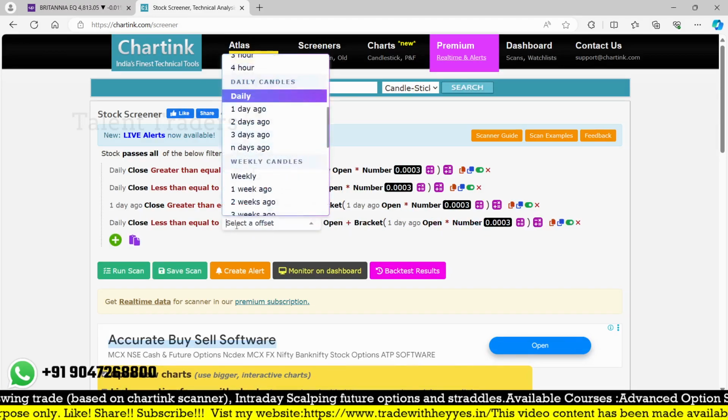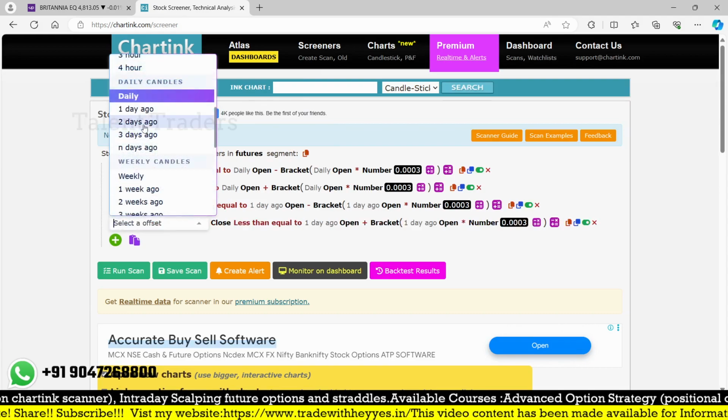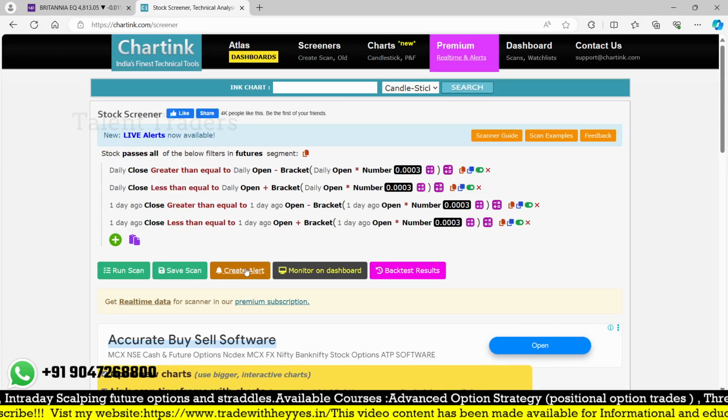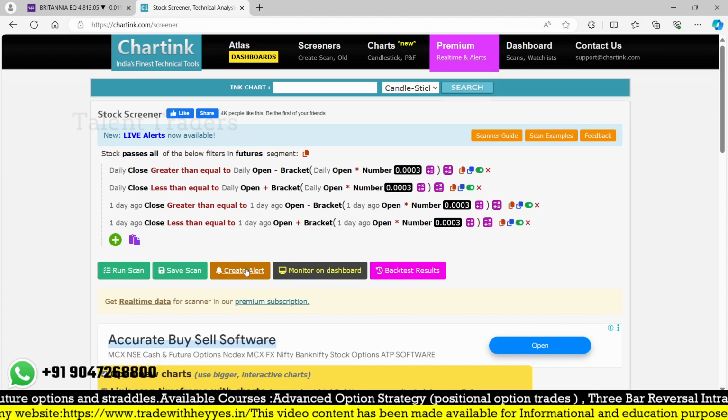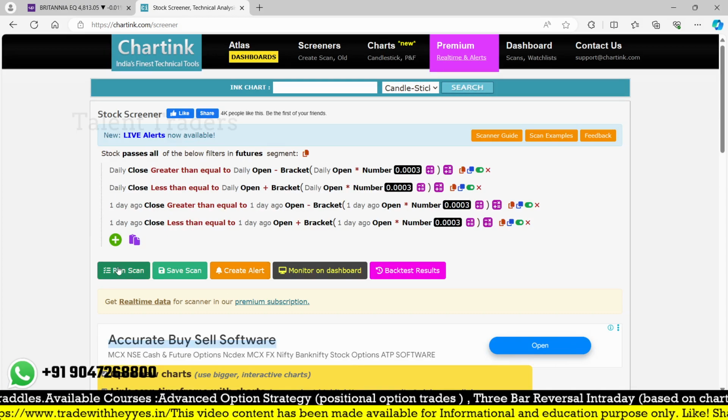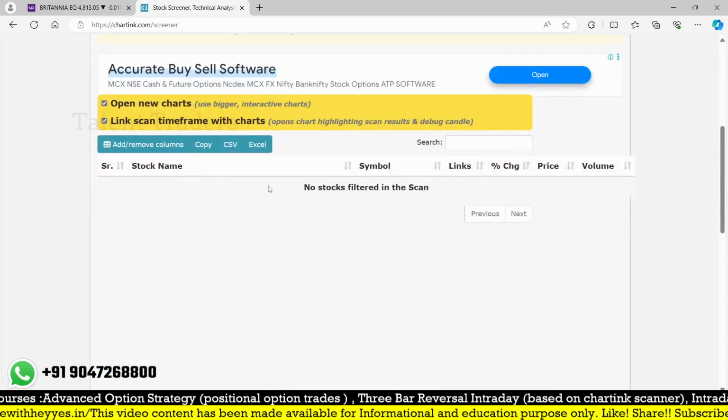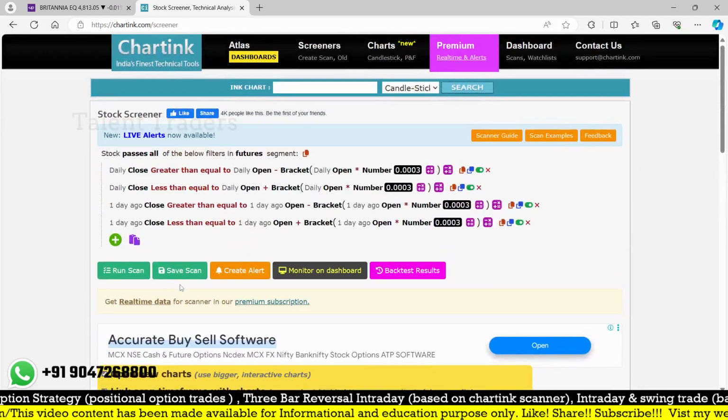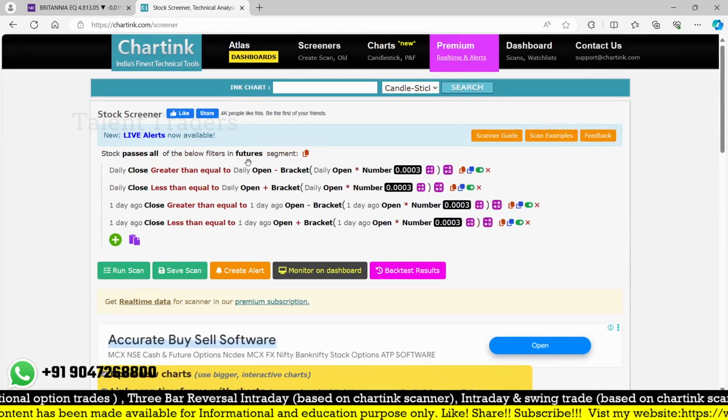I'm not creating the inside one in this case, just two consecutive doji candles. This particular scanner will tell you the stocks forming two consecutive doji candles. Let me check this. We don't find any stocks here at this moment because two consecutive days of dojis are not forming here.